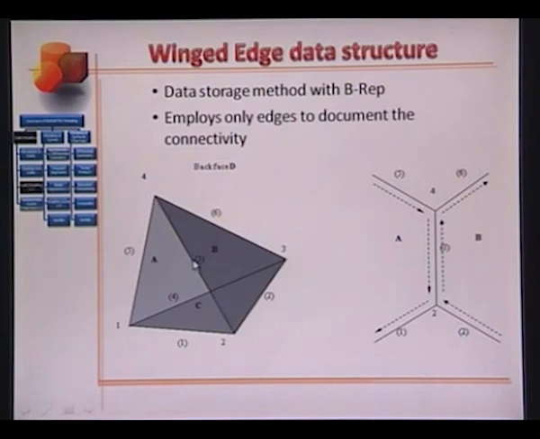On one of the sides, there is face A, and on the other side, there is face B. So edge 3 here connects vertex 2 with vertex 4, and on one of the sides, we have face A, and on the other side, we have face B.